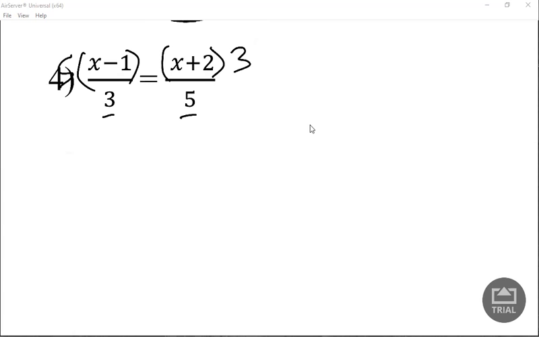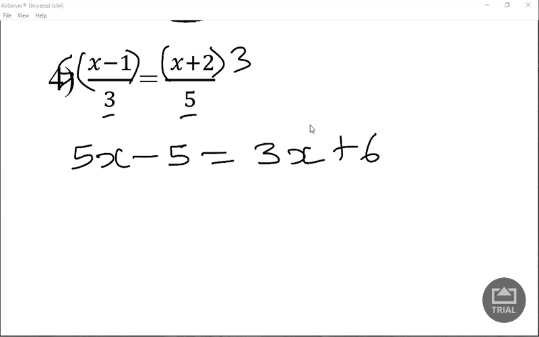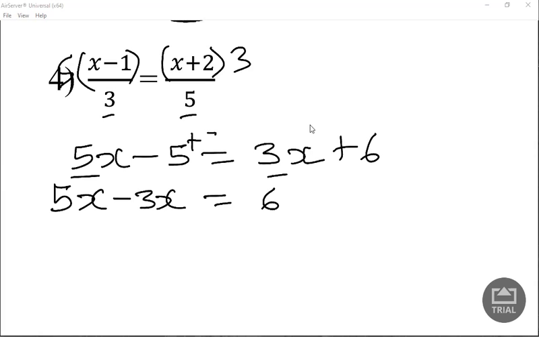So let's go, 5 times x, that is 5x. 5 times -1 is -5. 3 times x is 3x. 3 times 2 is 6. Now we can solve by grouping the x terms. So we have 5x on this side, so it would be 5x minus 3x, which is equal to positive 6 and -5. So we take the inverse, which is plus 5. This gives us 2x equals 6 and 5, 11.